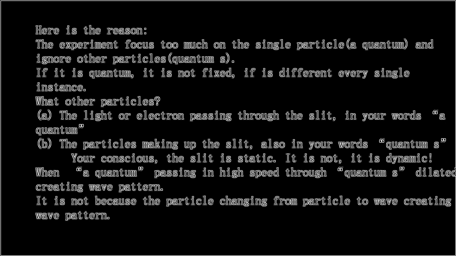You're conscious, the slit is static. It is not, it is dynamic. When a quantum passes at high speed through quantums, it is dilated, creating a wave pattern. It is not because the particle changes from particle to wave that it creates a wave pattern.